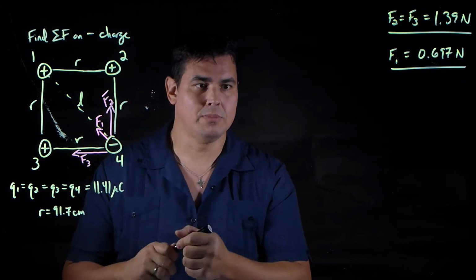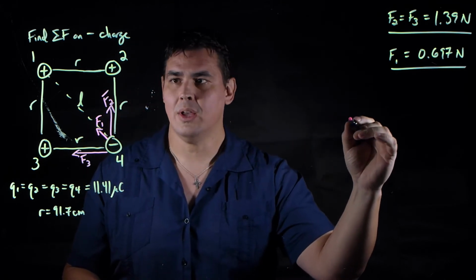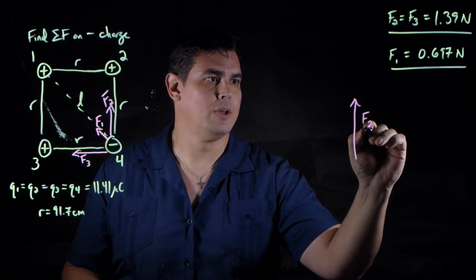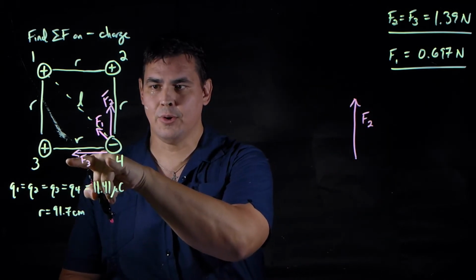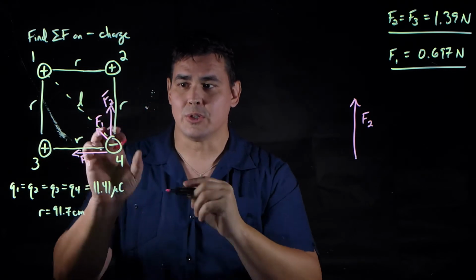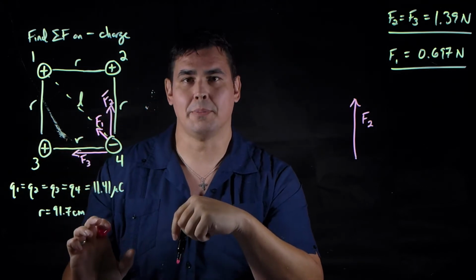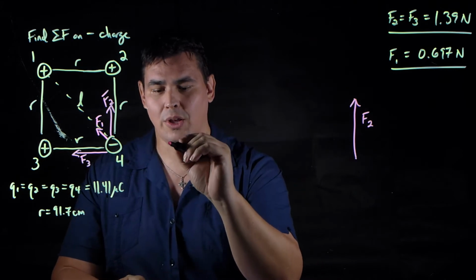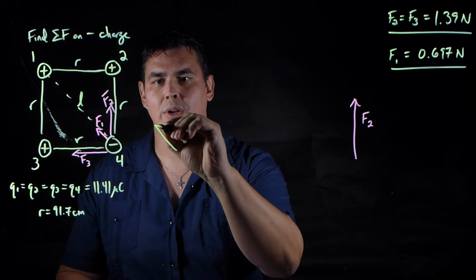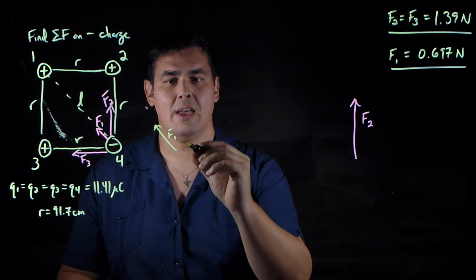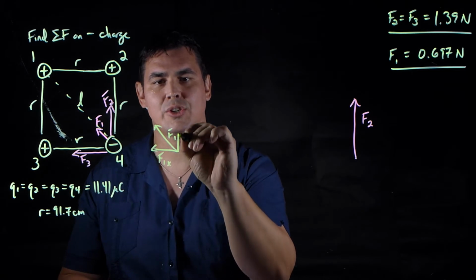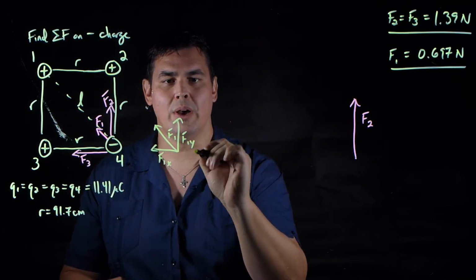So I'm going to draw them over here where it's easier to see. I'll start with F2, and then F3 points this way, right? And notice how F1 is going at an angle. As soon as I see that, I know I have to break F1 into components. If F1 looks like this, F1 needs to get broken down into an F1 in the X direction and an F1 in the Y direction.